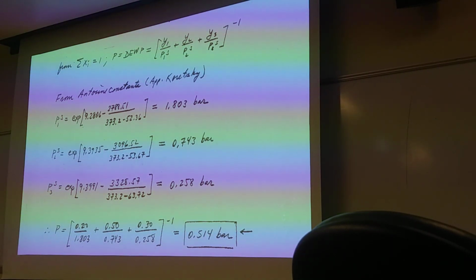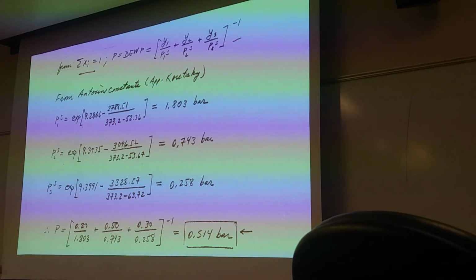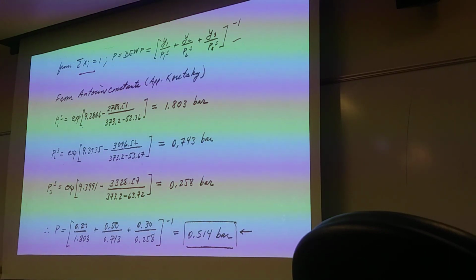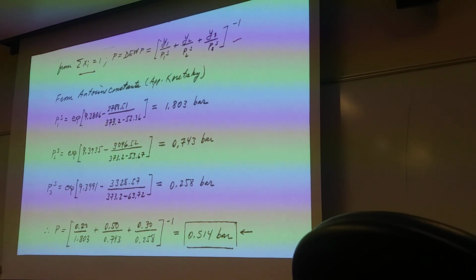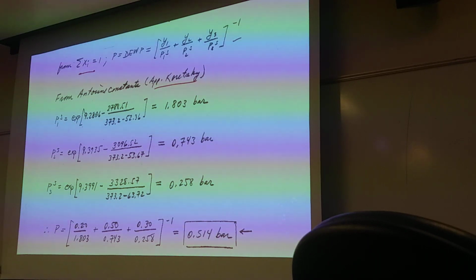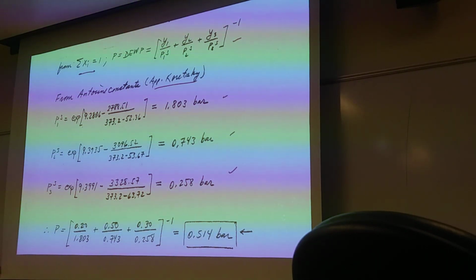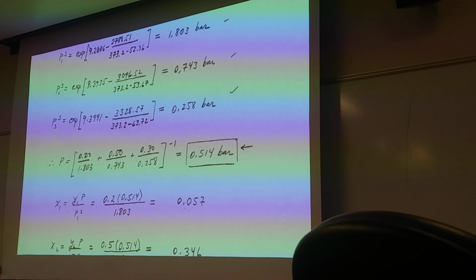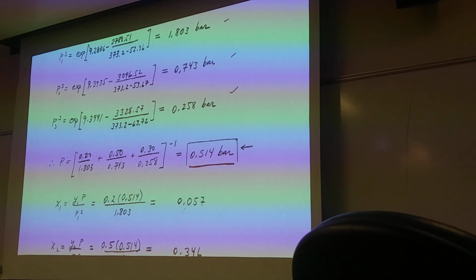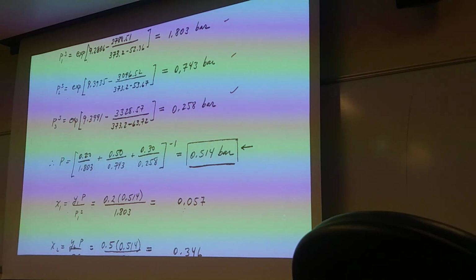So our dew point pressure is expressed this way when we sum the mole fractions in the case of unknown composition equal to 1. The 3 component vapor pressures are all calculated out of the Antoine constants that are supplied in the Koretsky appendix. And here they are, the numbers, from which I can just plug in and solve for the final pressure, 0.514 bar.